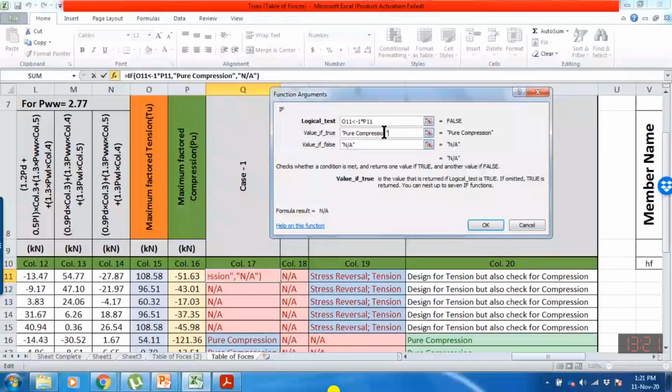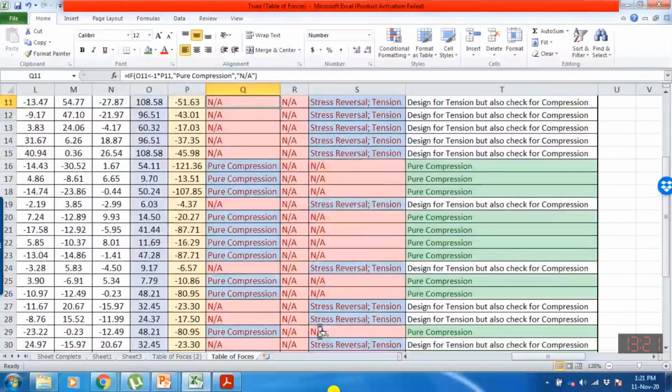So I have just written a command. Command case 1 checks whether TU is less than PU or not. If TU is less than PU, it will write compression member. If this case is not applicable, if TU is more than PU, it will write not applicable. So when I use this command, this member automatically has pure compression written, and for the other, it has written not applicable. Not applicable means that case 1 is not applied.